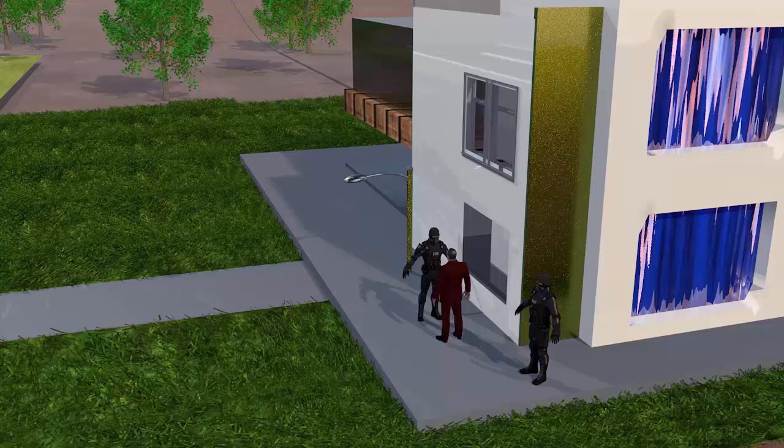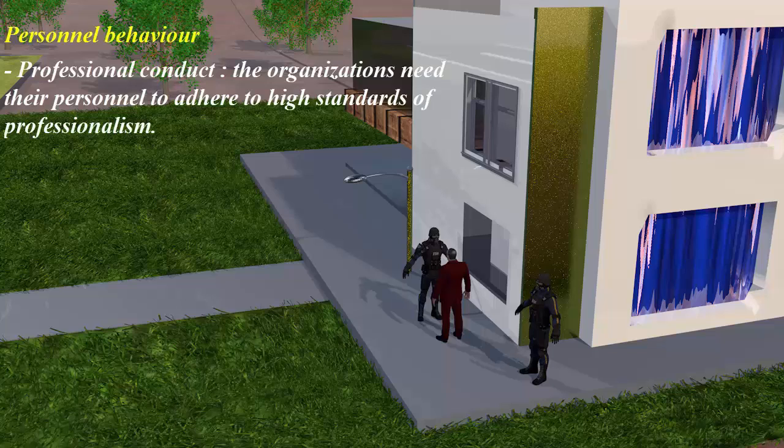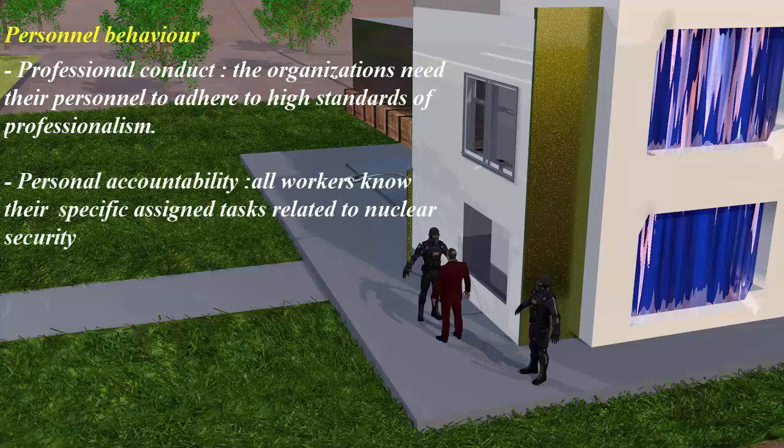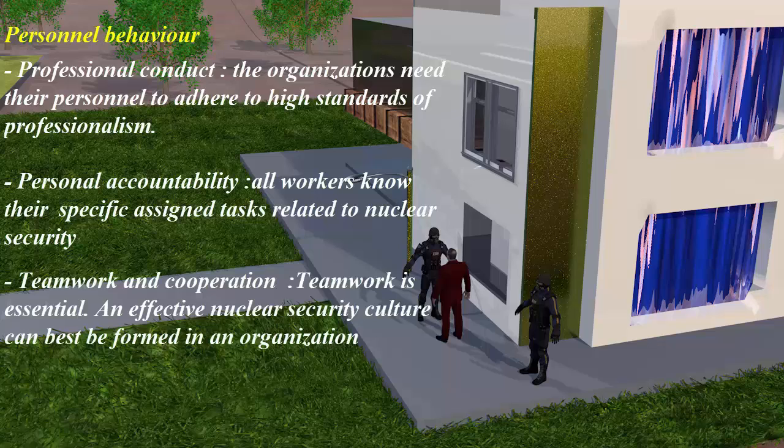Effective nuclear security culture is characterized by compliance with rules, regulations, and procedures, and also personnel behavior. Professional conduct: the organizations need their personnel to adhere to high standards of professionalism. Personal accountability: all workers know their specific assigned tasks related to nuclear security. Teamwork and cooperation: teamwork is essential. An effective nuclear security culture can best be formed in an organization.